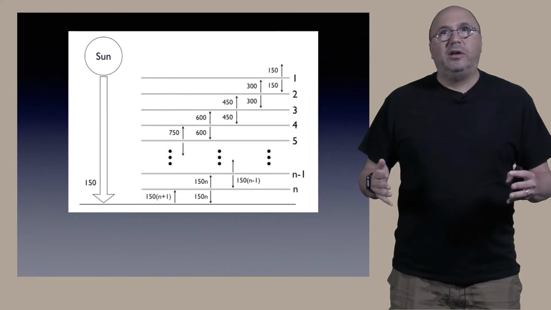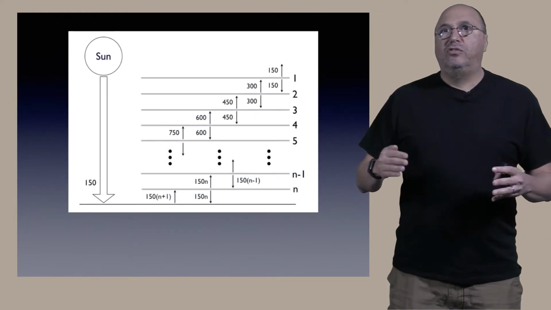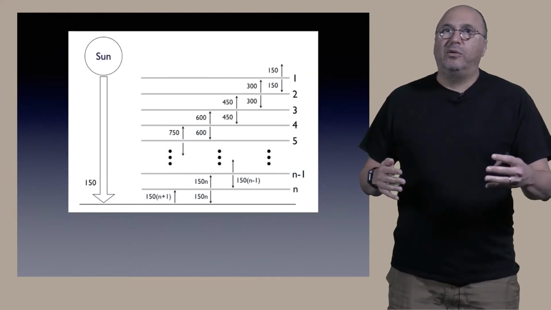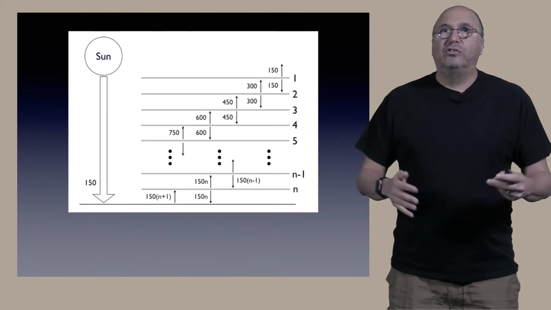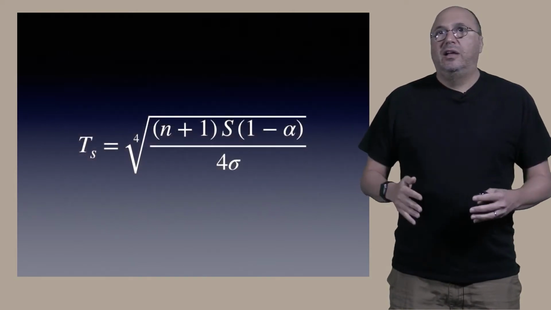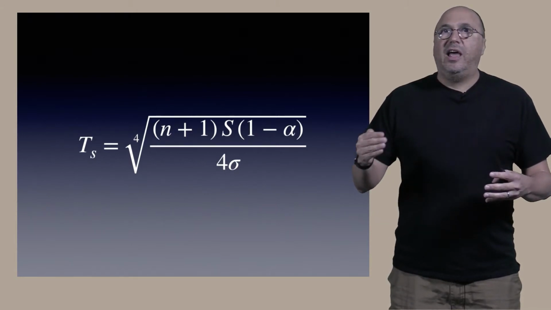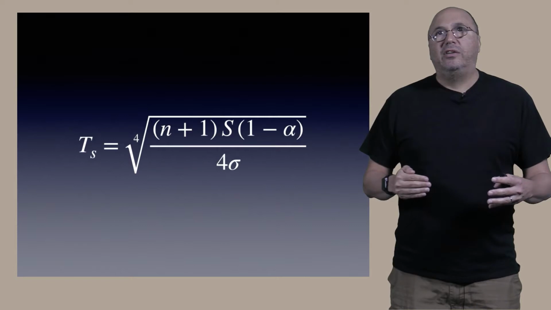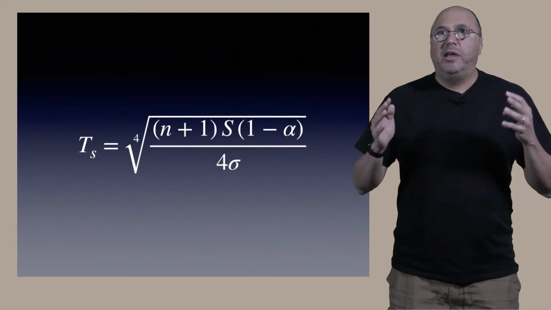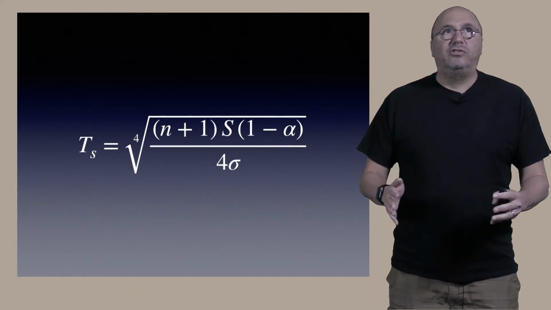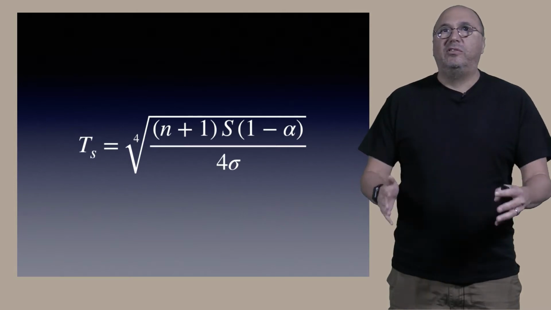This is the figure from the book, and I'm not going to go over the derivation, so read the book and make sure you follow it. But I will give you the solution. This is it. This is the equation that gives you the surface temperature of an n-layer planet with solar constant S and albedo alpha. Make sure you know this equation. You're going to be using it a lot in the rest of the class.